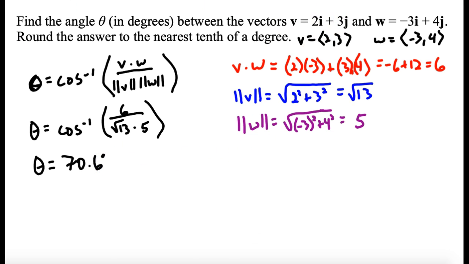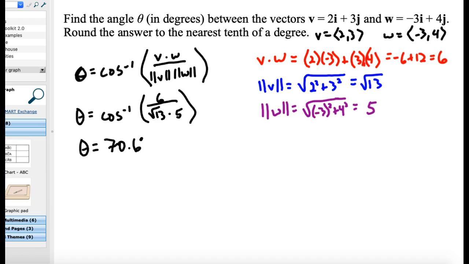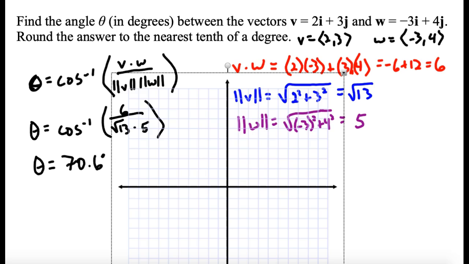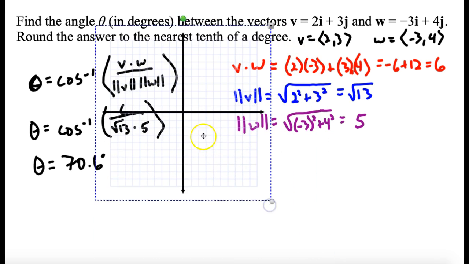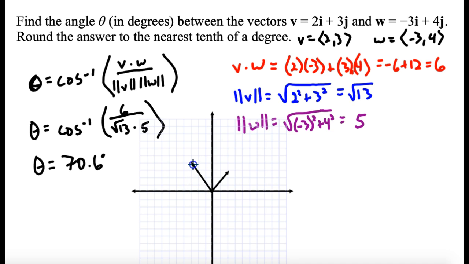Okay, so let's think about what we just did graphically. Right? Let's pull up a graph. Okay, so what we're saying is if I take these two vectors, so we've got the vector 2, 3, over 2 up 3, and then we've got the vector negative 3, 4. These two vectors here, the angle in between them is 70.6 degrees. That's what we just found out.